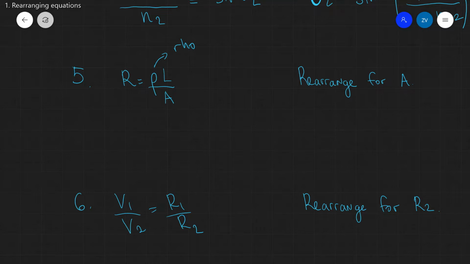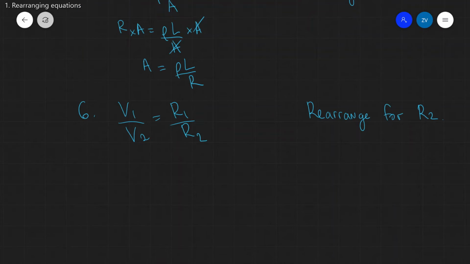So what I'm going to get is that R times A is equal to rho times L times A divided by A. So literally what I've done is I've multiplied the left by A, and because it's an equation I have to multiply the right as well. The A's are going to cancel out, and what I'm left with is that R times A is equal to rho times L. The final step would be to divide both sides by R. In this case, the R's are going to cancel, and what I'll be left with is that A is going to equal rho L divided by R.